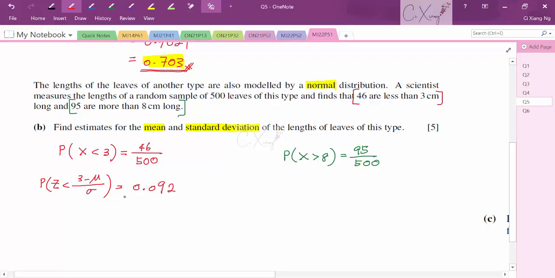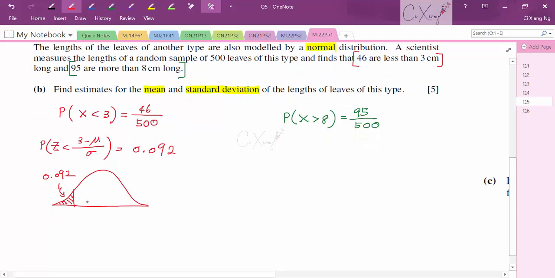Okay, so when I try to sketch the diagram or the area for this equation, generally I'm having the area on the left hand side, which is small, 0.092, and this actually tells us that this particular value will be 3 minus mu over standard deviation. Now we want to find out what is the value of z at this part, so that we can equate 3 minus mu over standard deviation with the z value.